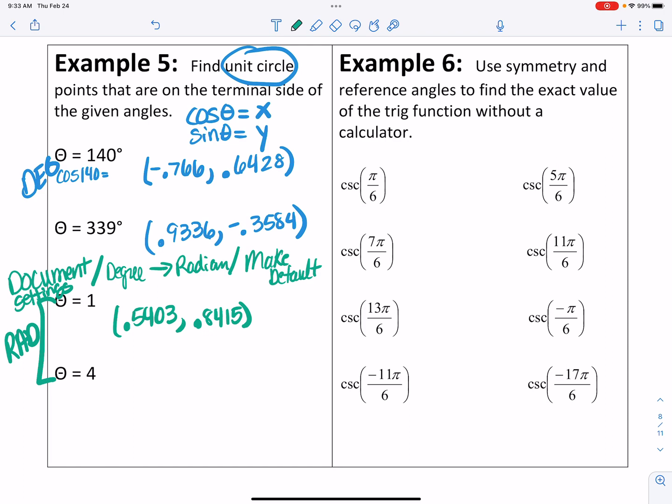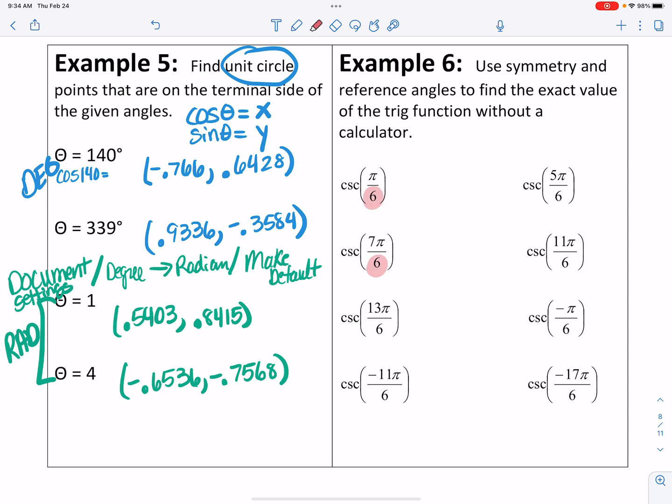They're giving you the angle, so you literally just have to type in the cosine of 4, negative 0.6536, and the sine of 4, 0.7568. If you are not getting these answers, then your calculator is not set in radians. This is really about making sure you understand your calculator. All right, let's take a look at the next example.